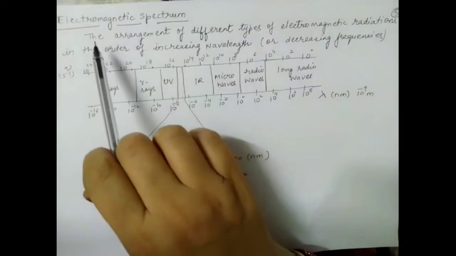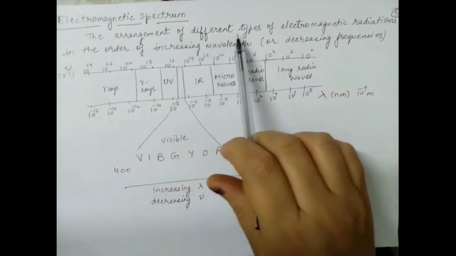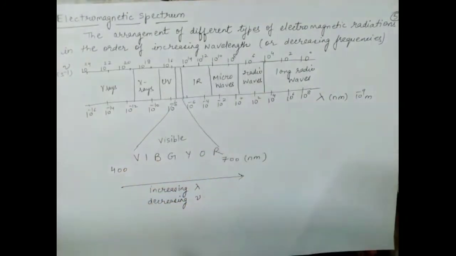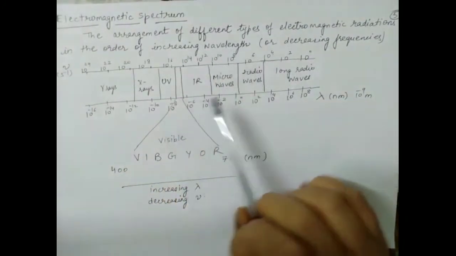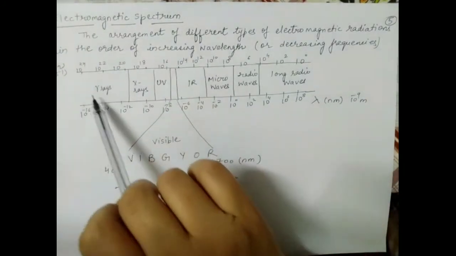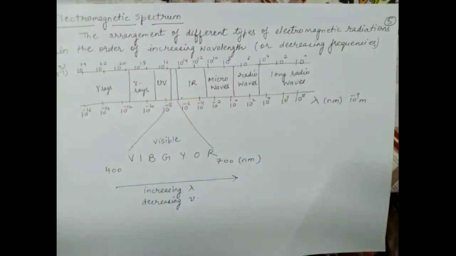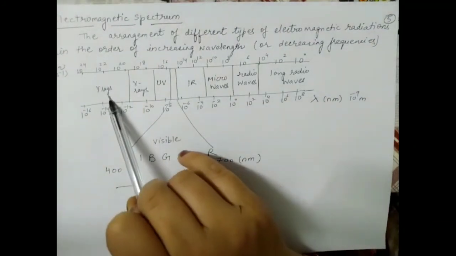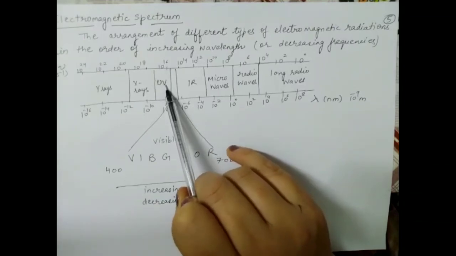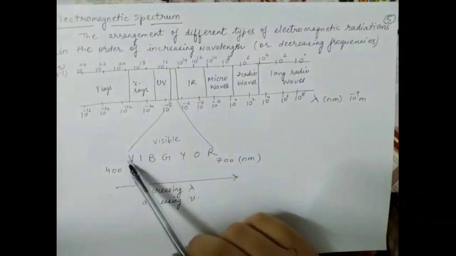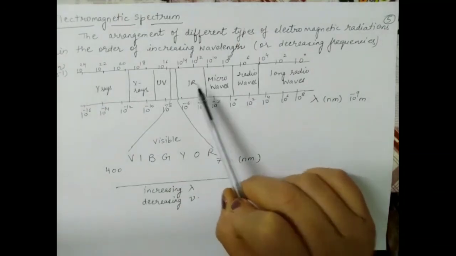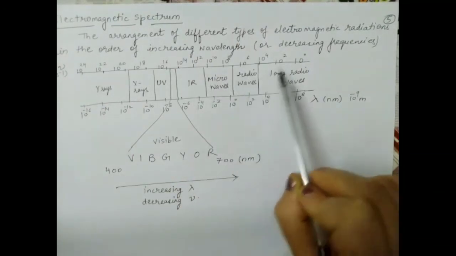So what is electromagnetic spectrum? The arrangement of different types of electromagnetic radiations in the order of increasing wavelength. And since the wavelength is increasing, we can say the frequency is decreasing. Now, how many types of radiations are there in the electromagnetic spectrum? First is gamma rays, X-rays, UV, ultraviolet. Now this is my visible region. Visible region is again divided into 7 colors: VIBGYOR, then IR, microwaves, radio waves, long radio waves.